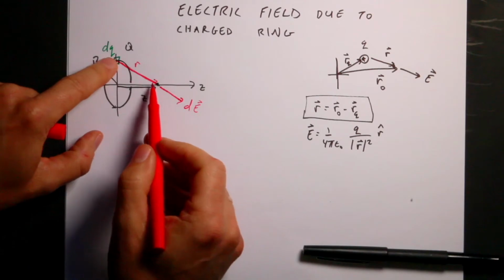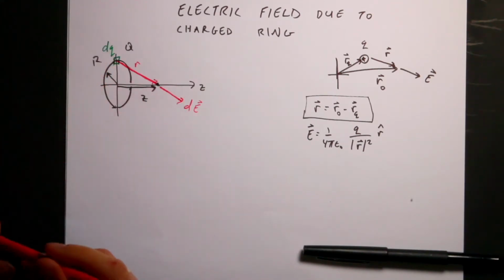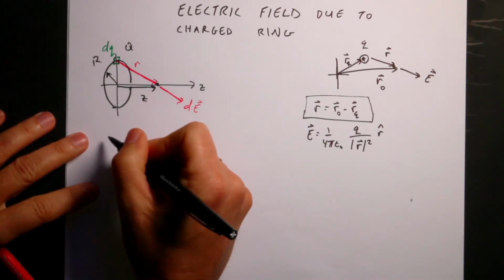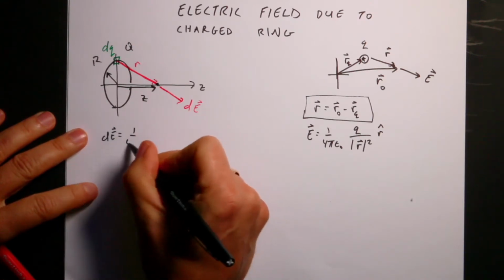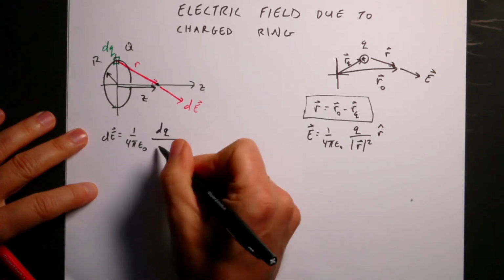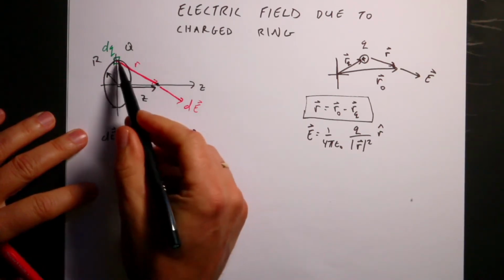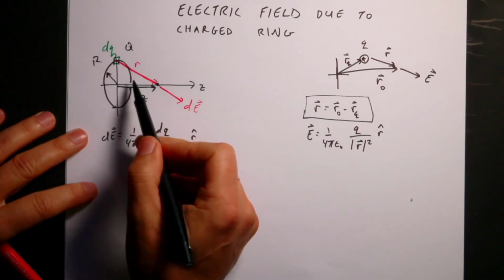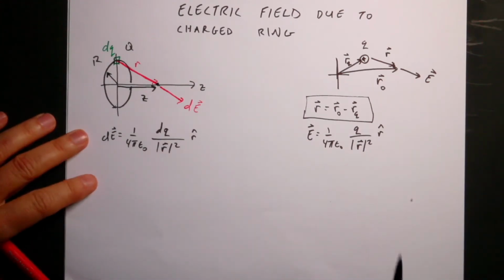If I can find the electric field due to that little piece, I'd be all set. Let's write that down: dE equals 1 over 4 pi epsilon naught dq over the magnitude of r squared r hat. As I go around the ring, r is going to change, and so dE is going to change. I have to add them all up, which is going to be done by integration.